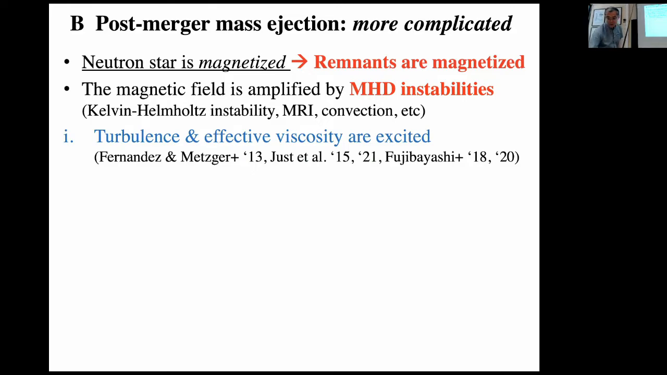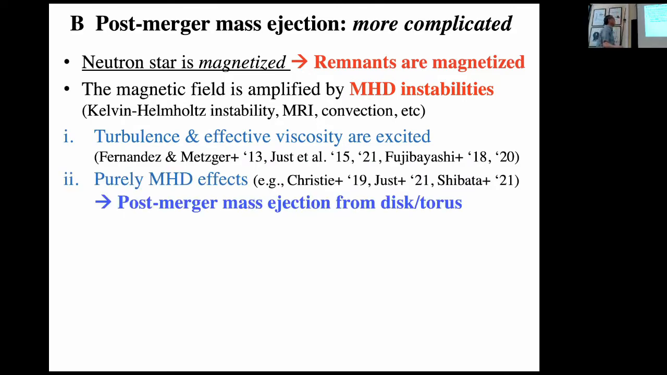Also, in the presence of a very strong magnetic field, there is a purely MHD effect, like the magnetic-centrifugal effect. So in the presence of a global magnetic field with rotation, the magnetic field lines rotate like this, and then matter is ejected. Such complicated dynamics is relevant for post-merger mass ejection. In the last couple of years, many simulations have been done, and our understanding is getting better and better.